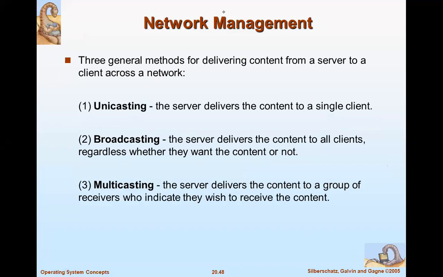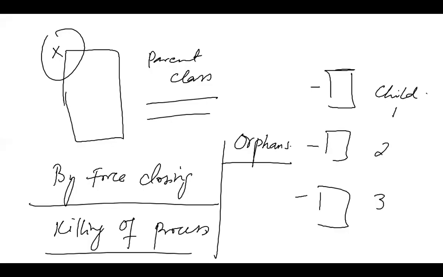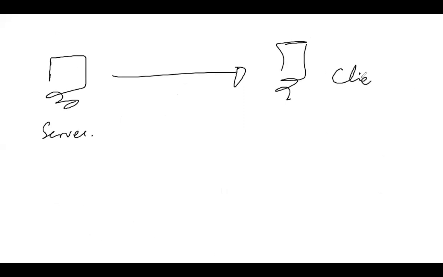And similarly, the broadcast. You can see here in this diagram that we have this server, and it is going to send this data directly to a client. This is called one-to-one and known as unicast communication.